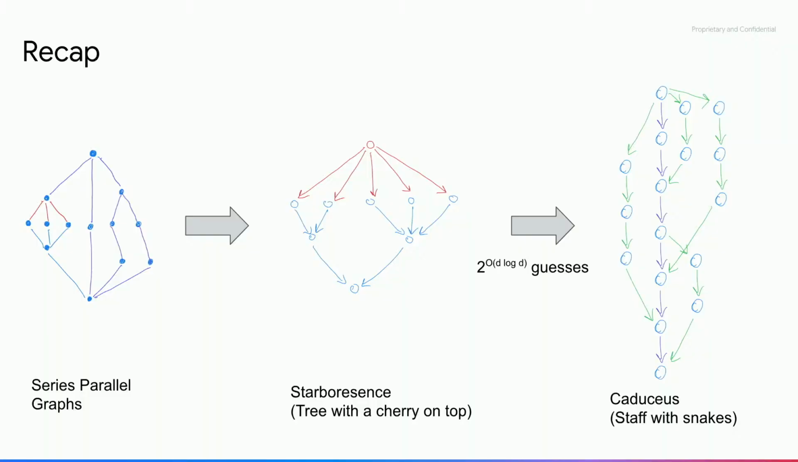So here's the recap of the problem. You start with an SP graph, you don't know what to do. You find the easiest star-arborescence inside it, that's like a tree with a small cherry on top. You make many guesses. For each guess, you get a caduceus. You solve those, get the best of those, and that gives you a schedule for the whole thing. Okay, that's it. Thanks.